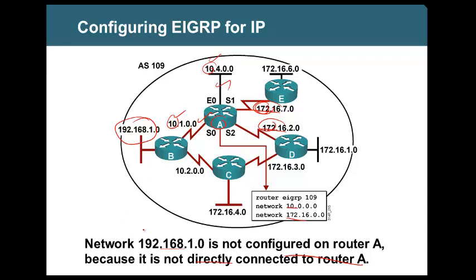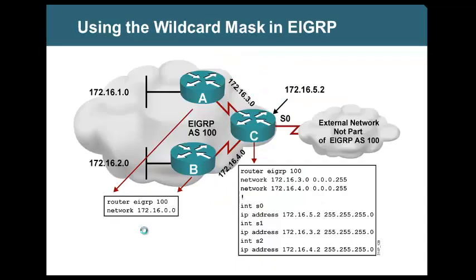Now, using wildcard mask, I have already told you, in case you do not want to advertise or run EIGRP on this link, then you use the wildcard mask to match only these two networks, .3 and .4, and this will not run EIGRP.